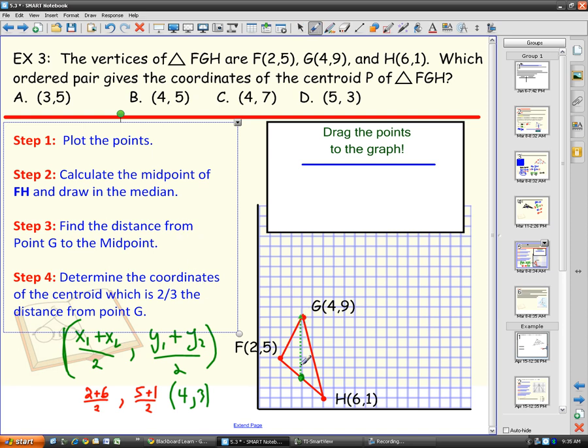So it says determine the coordinates of the centroid, which is 2/3 the distance from point G. So if I take 2/3 of 6, I will find that it is 4 from point G. 1, 2, 3, 4. So my centroid would be that point, and then I could draw in the other lines that go through there, and they would run in at the midpoint of the other side.